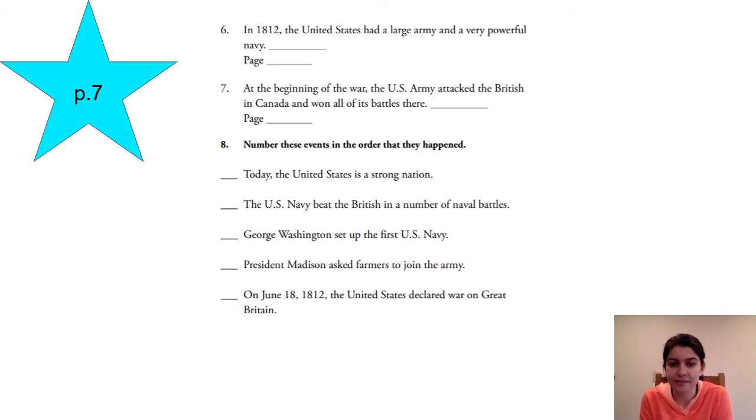Today, the United States is a strong nation. The U.S. Navy beat the British in a number of naval battles. George Washington set up the first U.S. Navy. President Madison asked farmers to join the army. On June 18, 1812, the United States declared war on Great Britain. So go ahead and put those events in order from which happened first to which happened last.